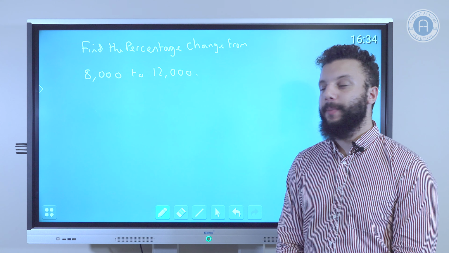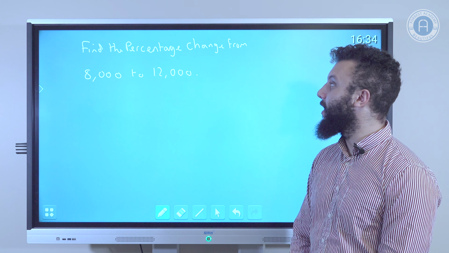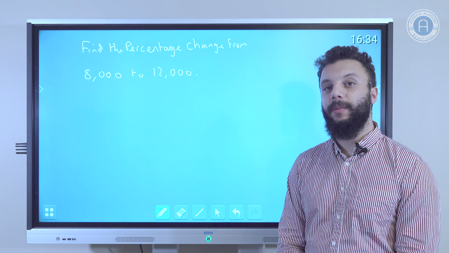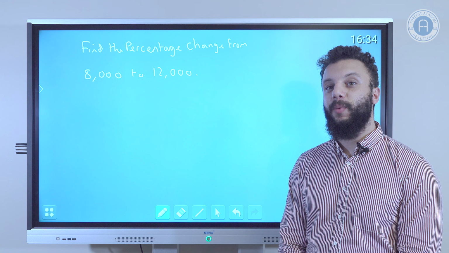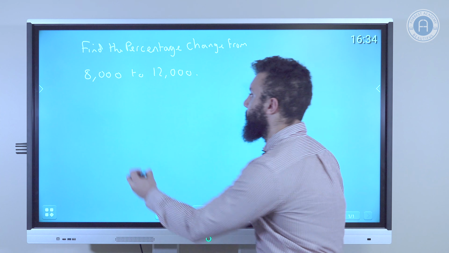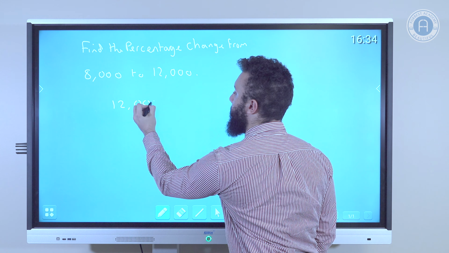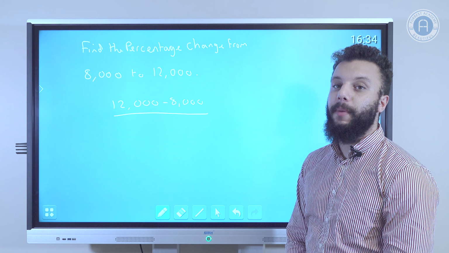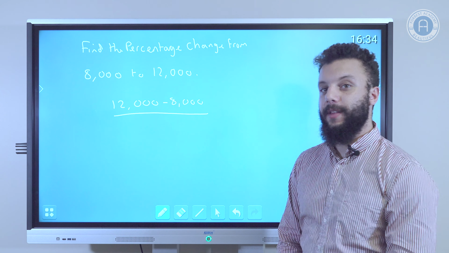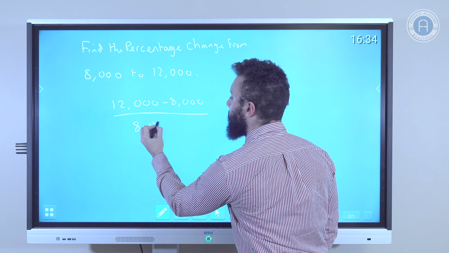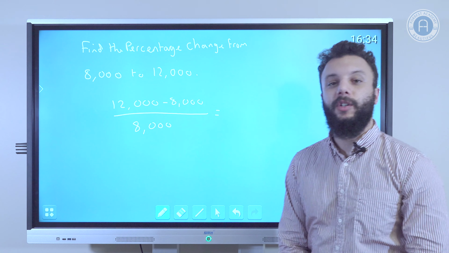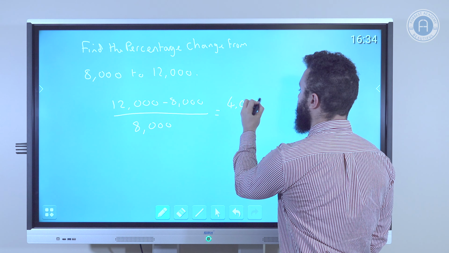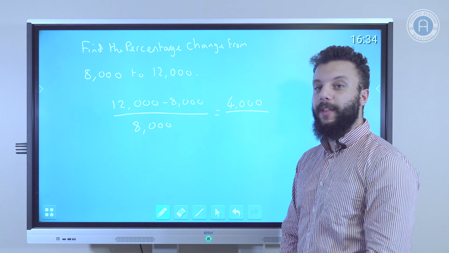So let's look at our question here. Find the percentage change from 8,000 to 12,000. So all we do is plug this in to the percentage change formula. We work out the change on the top, which is 12,000, take away 8,000. And we divide that by the original amount, which is 8,000. So 12,000 take away 8,000 is 4,000. And that's all divided by 8,000.